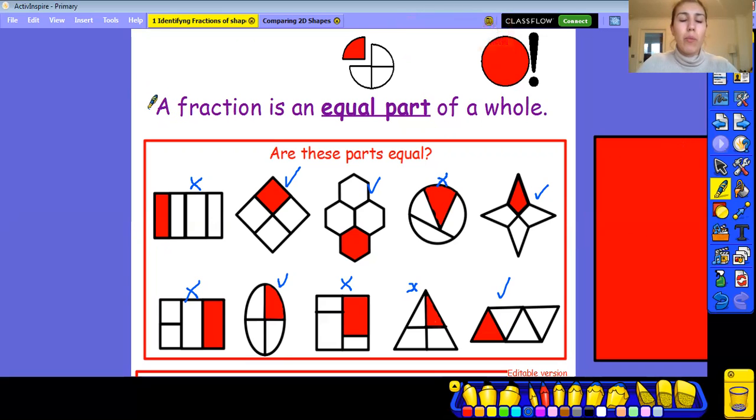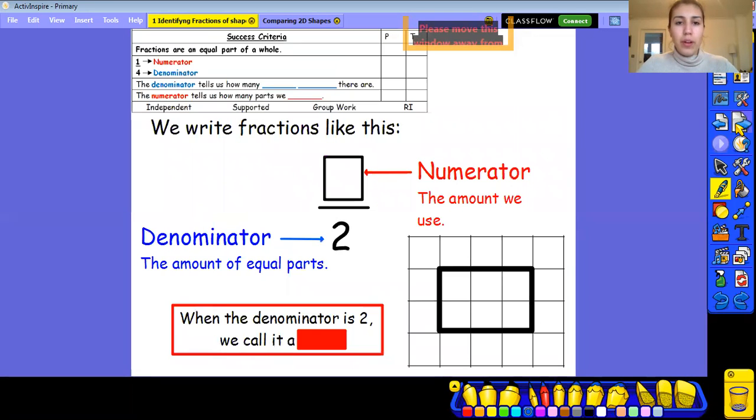So let's just repeat that one more time. A fraction is an equal part of a whole. Excellent, well done. Now we write fractions like this. We write a number on the top, then we write a line, and then we write a number on the bottom. Now the top number is called a numerator. Numerator. Well done.